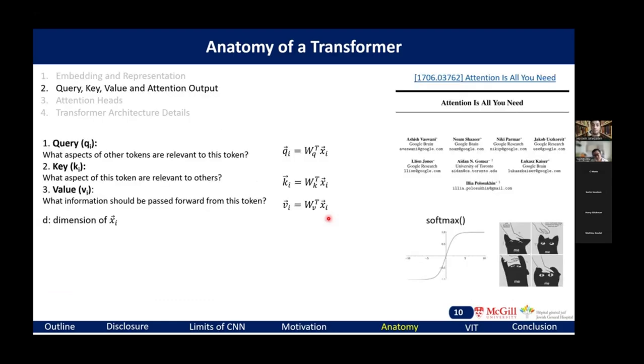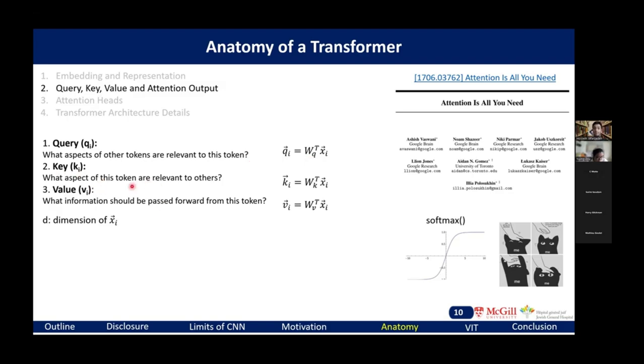The attention mechanism is so key that it was the title of the paper that proposed transformers, the Attention Is All You Need paper back in 2017. To explain the attention mechanism, we have to learn three concepts: query, key, and value. Query is basically a simple vector. It's a transformation of the input that answers the following question: what aspect of other tokens are relevant to this token, xi? So query says, what do other tokens want from me?